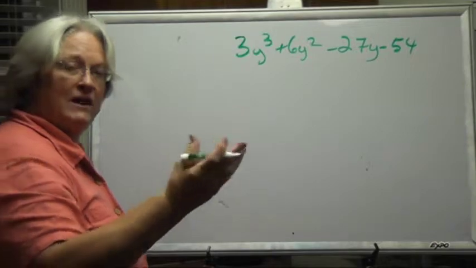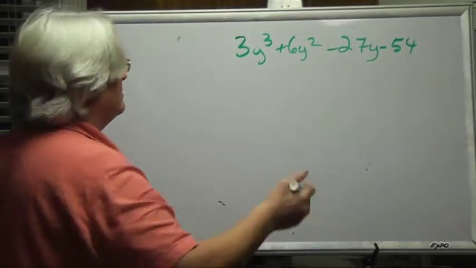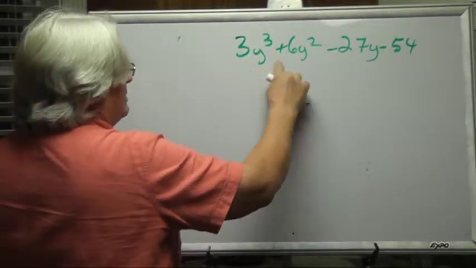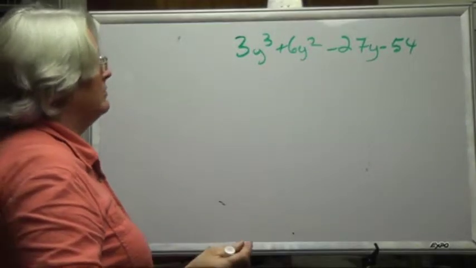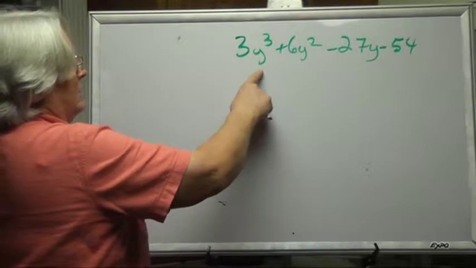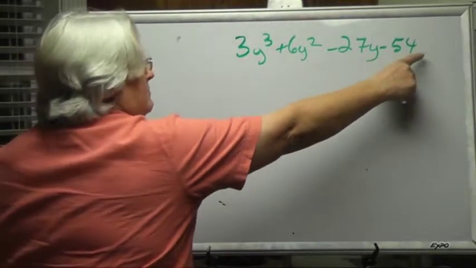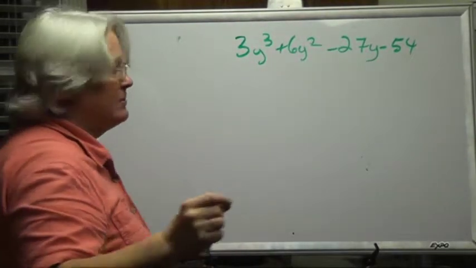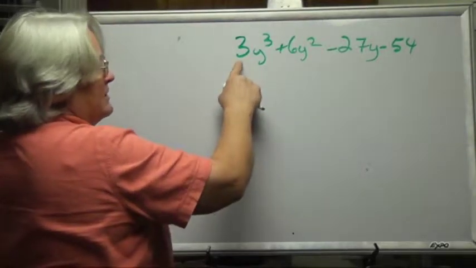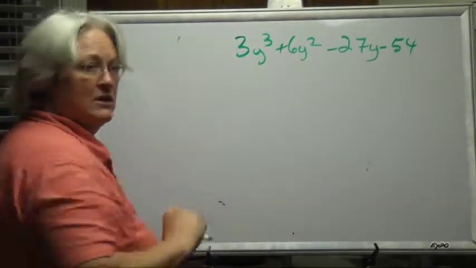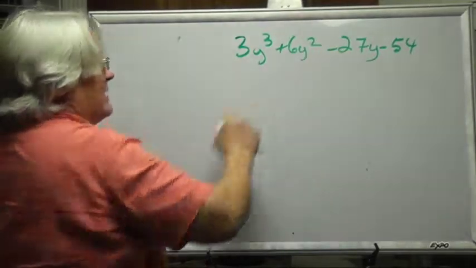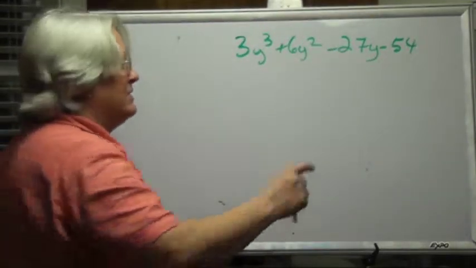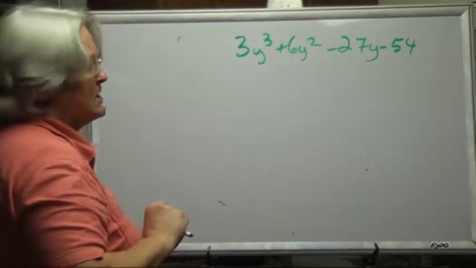Now, we haven't had any common monomial factors, but here we have a 1, 2, 3, 4 term polynomial, and there's no common factor of y. However, there is a common factor. Let's look at 3. Is 3 a factor of 6? Yes, 2 times 3 is 6. Is 3 a factor of 27? Yes, 3 times 9 is 27.